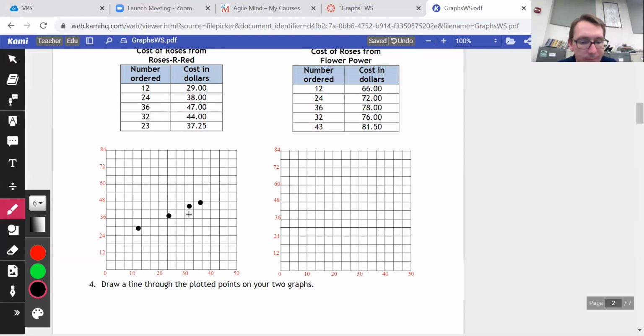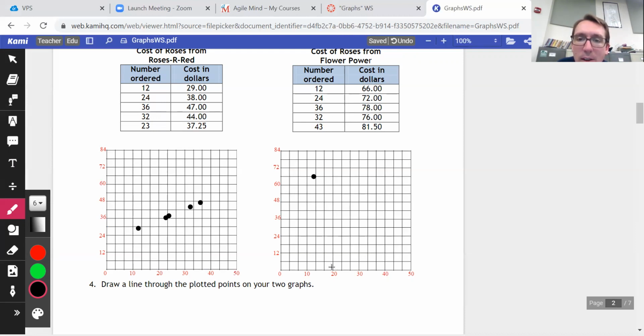There. Oops. It doesn't have to be perfect, but you should notice that they're in a line. And 23 roses cost $37.27. Boom. Okay, so that's what I get. Over here, we have 12 roses costs $66. Boom.